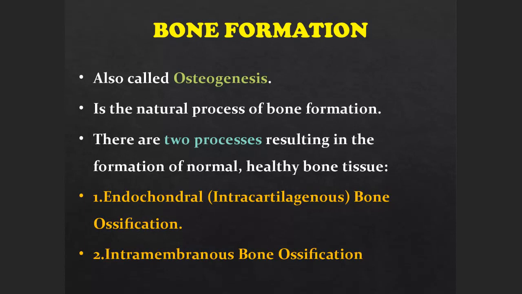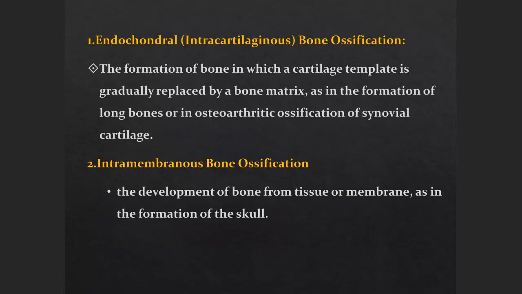I have already explained this briefly. Basically in endochondral formation, a cartilage template is gradually replaced by bone matrix. In simple words, the cartilage is formed first and that cartilage is transformed into bone. That is endochondral bone formation. It is usually seen in the long bones. Now, what is intramembranous? The development of bone from tissue or membrane, as in the formation of the skull. So the skull is the example.